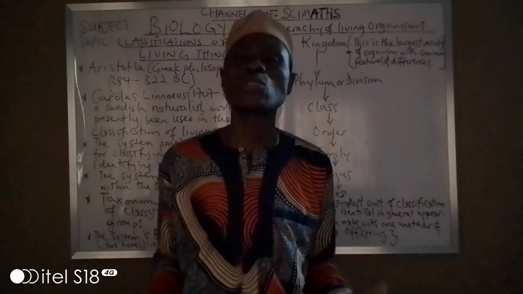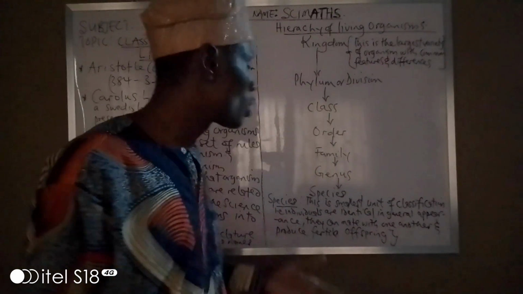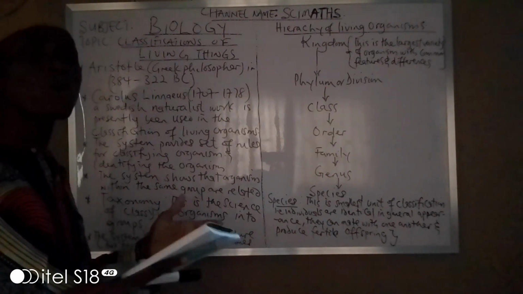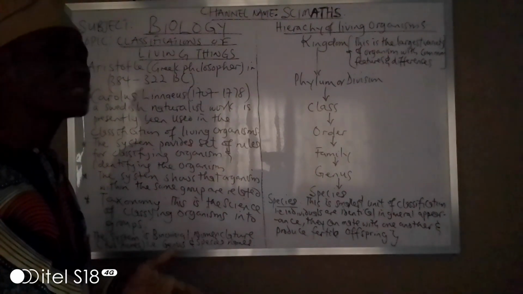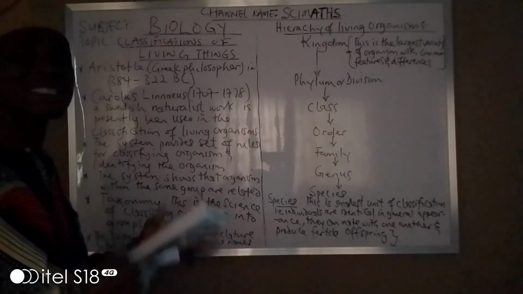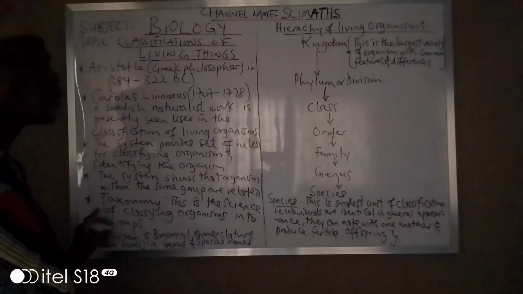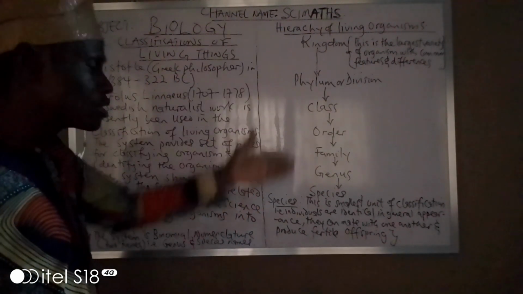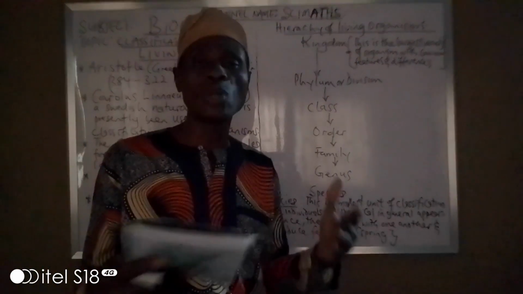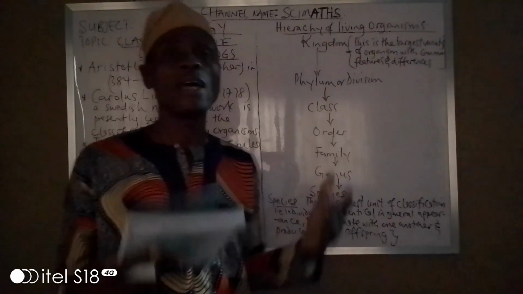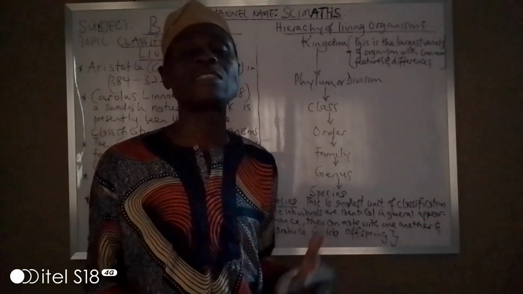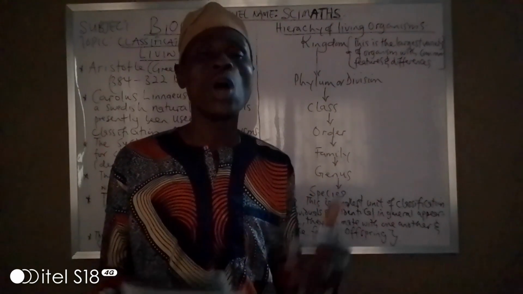So that's what we want to look at today. In the next class, we are going to be talking more on them. But before we go, there's something called taxonomy. Taxonomy is a branch of biology, the science of classifying organisms into groups. So today we have seen how living organisms can be classified, from the journey that started with Aristotle to the latest one, Carolus Linnaeus, whose system we are using in classifying living organisms.